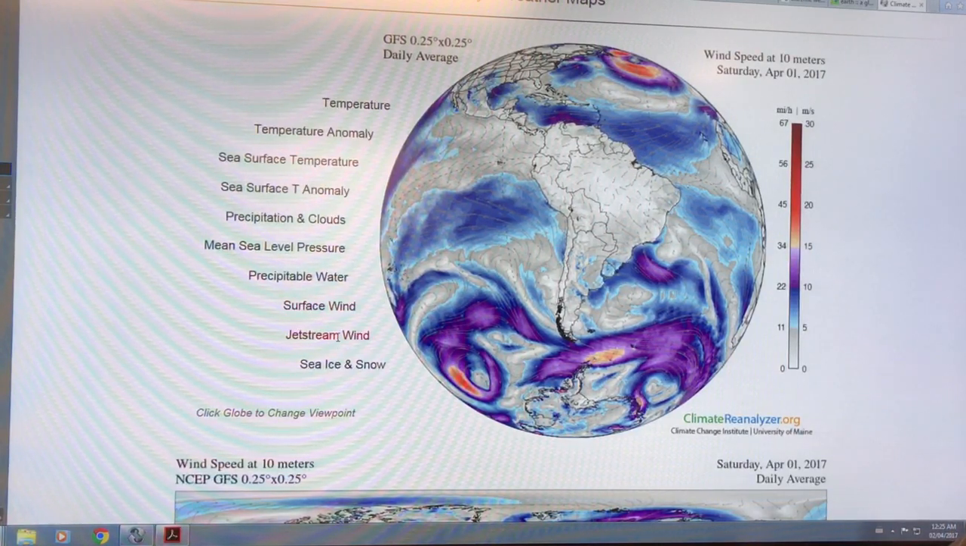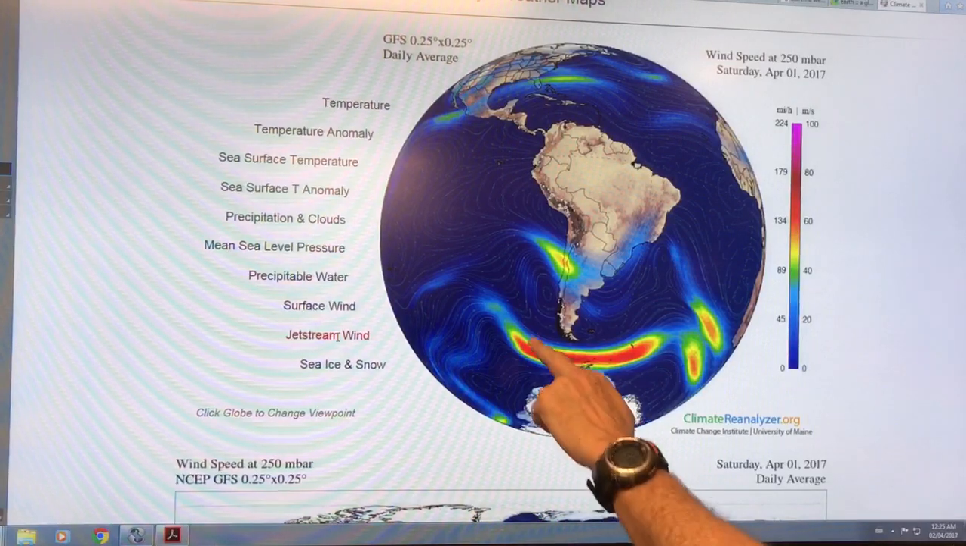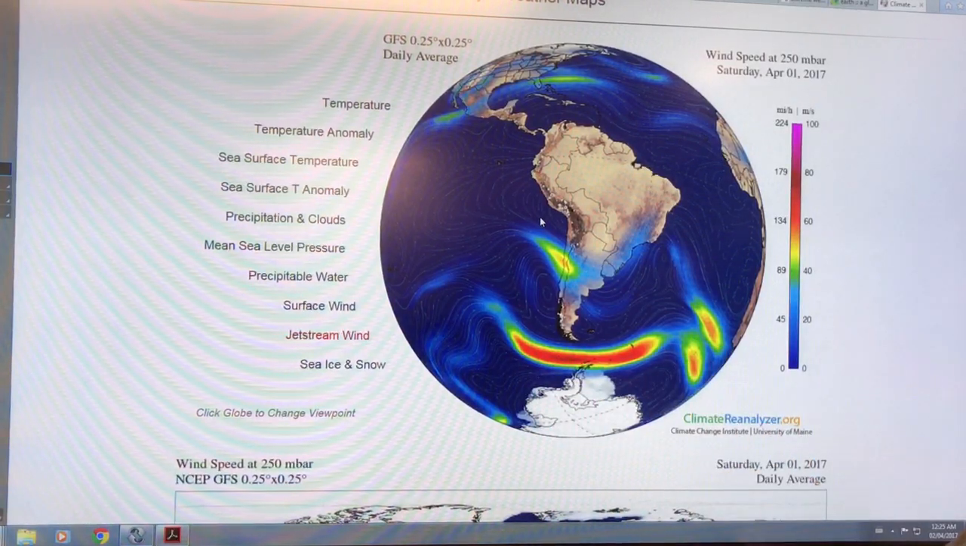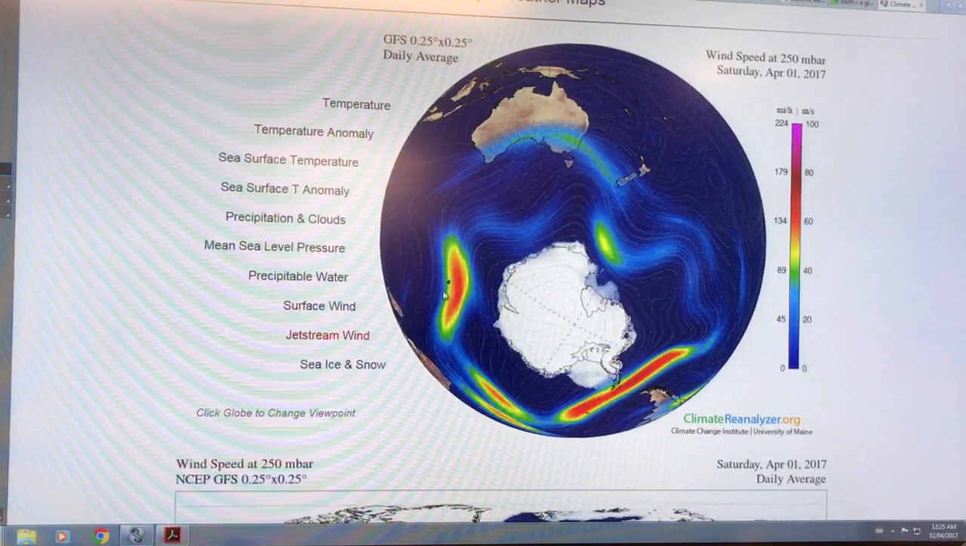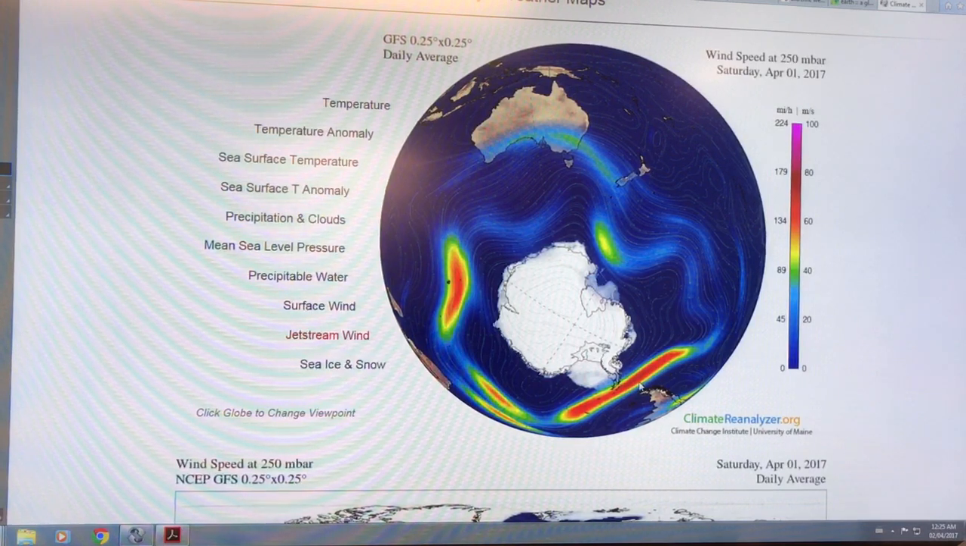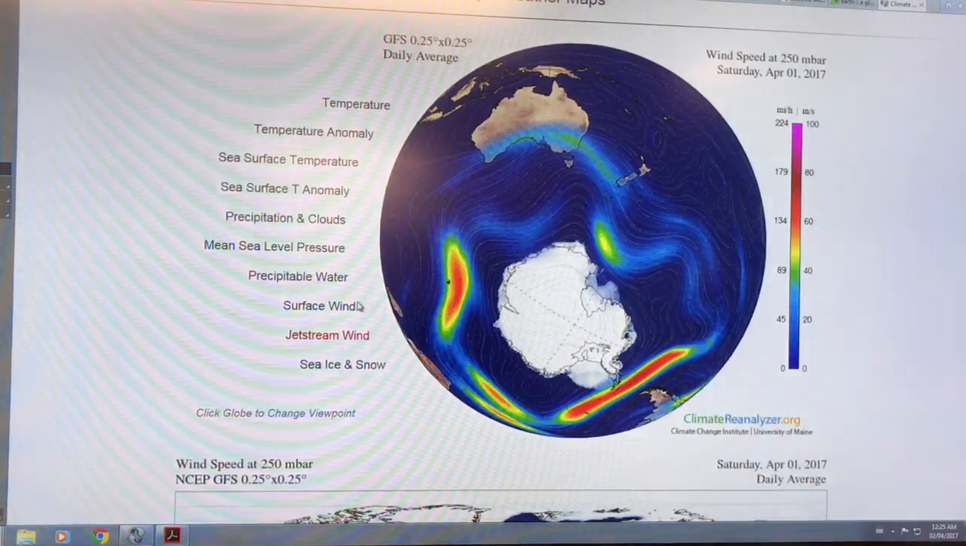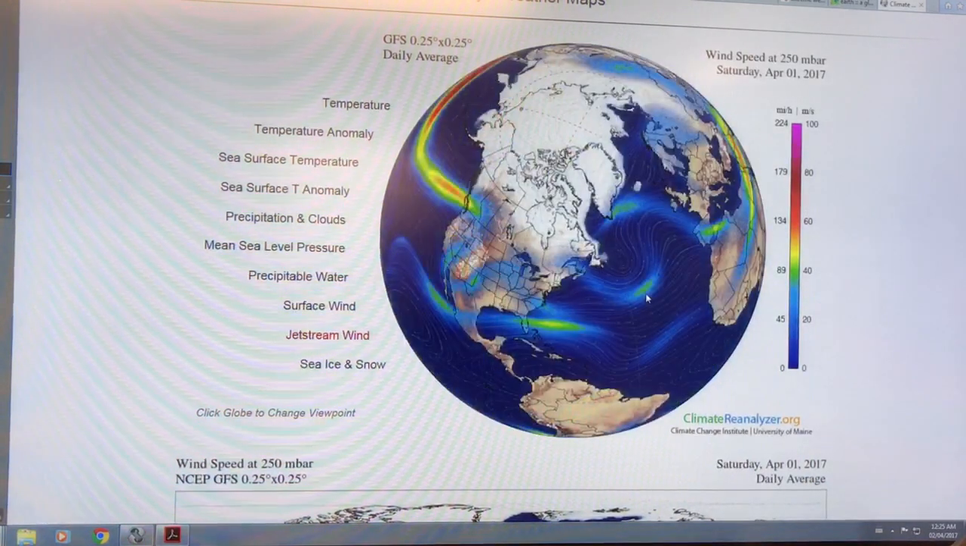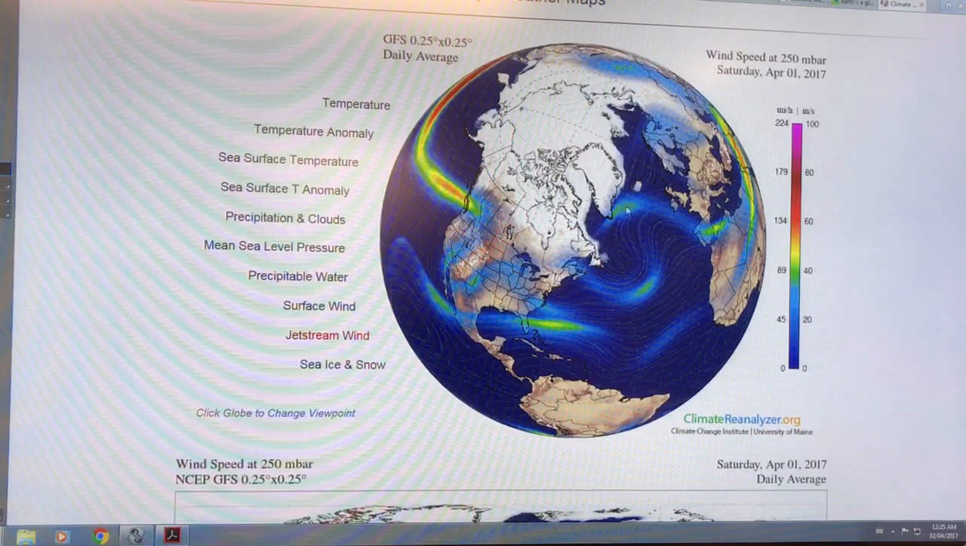So the jet stream winds, you can see they're very, very streaky here. These are areas of high winds and then lower winds and high winds. So they're very fractured and streaky and very wavy as well. So let's go to the northern hemisphere, and you get this sort of thing, these strong waves.